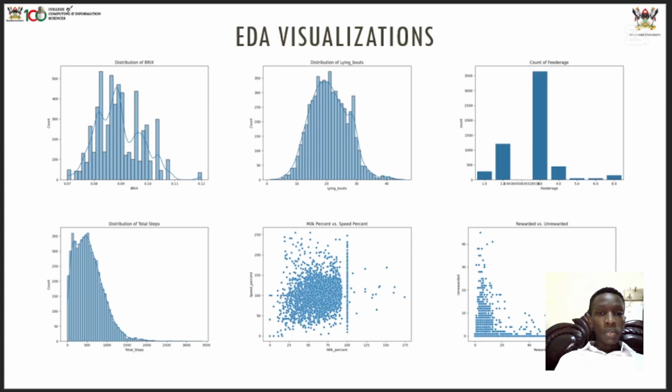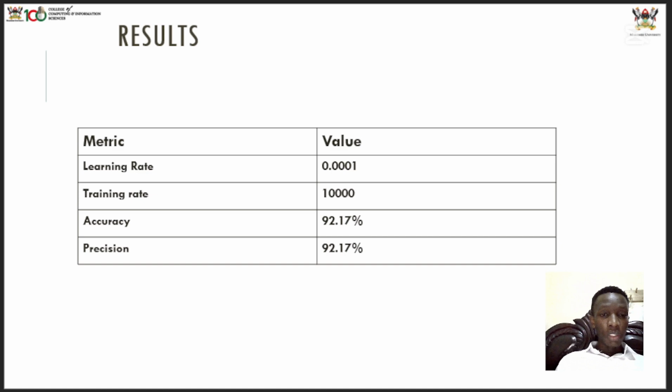Going next to the EDA visualizations. When we ran our exploratory data analysis visualizations, we got different analyses. So below are some of the graphs that show how our data is distributed. And in the machine learning process, after evaluating the model that we did, we got a learning rate of 0.0001, but the training rate was about 10,000, and for both the accuracy and the precision, we got 92.17%.